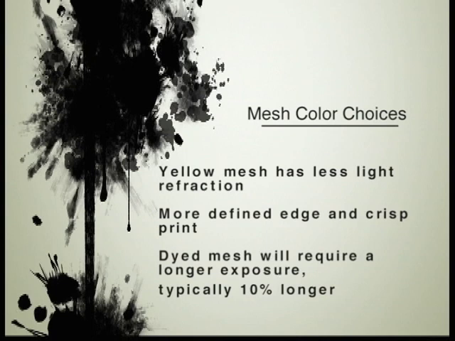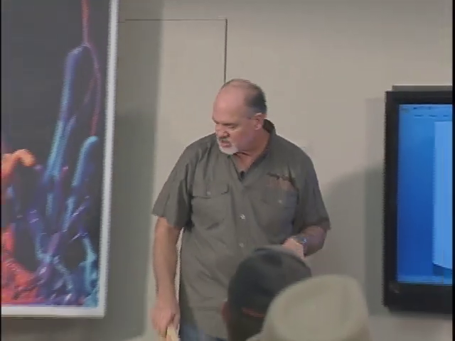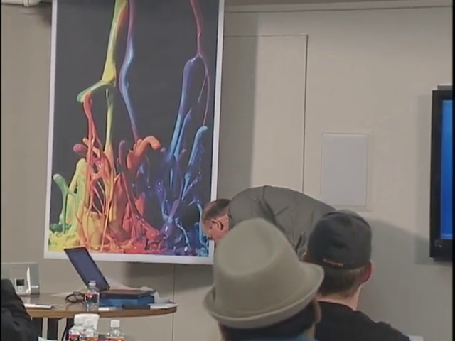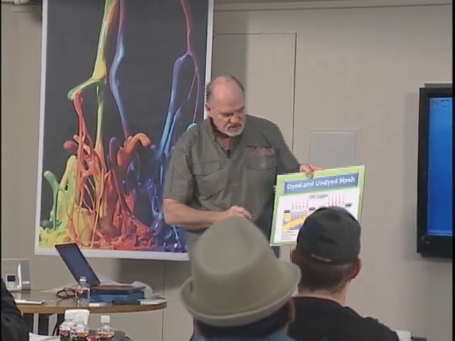This results in a more defined edge and a crisp print on meshes counts above 156. I've always used 156 as my guide. Anything finer than that, I will go to a yellow mesh. Once you notice that a dyed mesh will require a longer exposure time, typically 10% longer. And that shouldn't be the deciding factor, that the yellow mesh is going to take longer to shoot simply because it takes longer. I've got a neat diagram here of how the light passes.